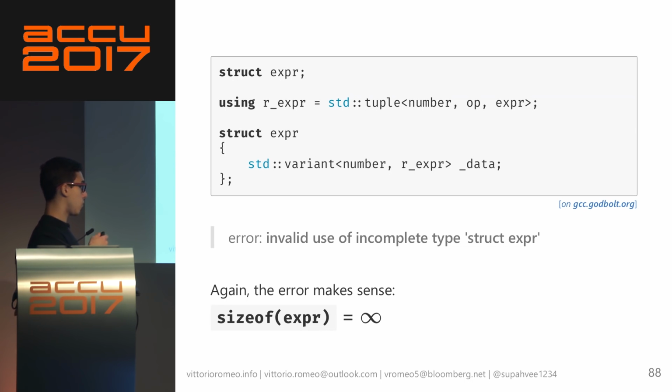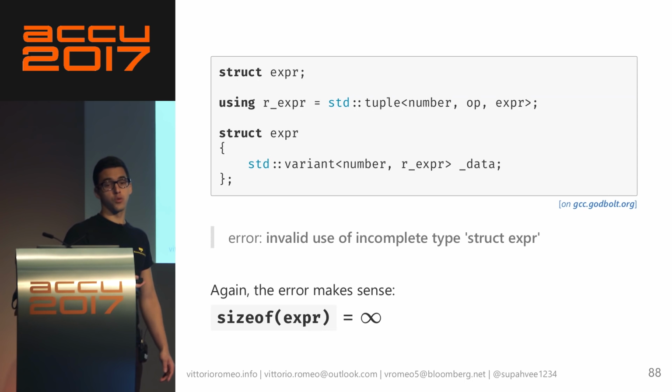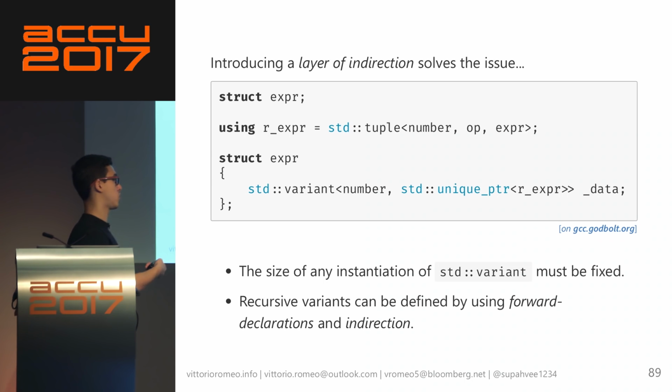And when you have that kind of issue, you know you need an extra layer of indirection. So this is what you have to do to avoid creating a struct with infinite size. So again, you have a forward declaration here, so you can define your tuple, which is the recursive case. Then inside the struct expr, which is the wrapper for the entire variant, you can define the variant inside, which is between a number, which is the base case, and a unique pointer of the recursive case.